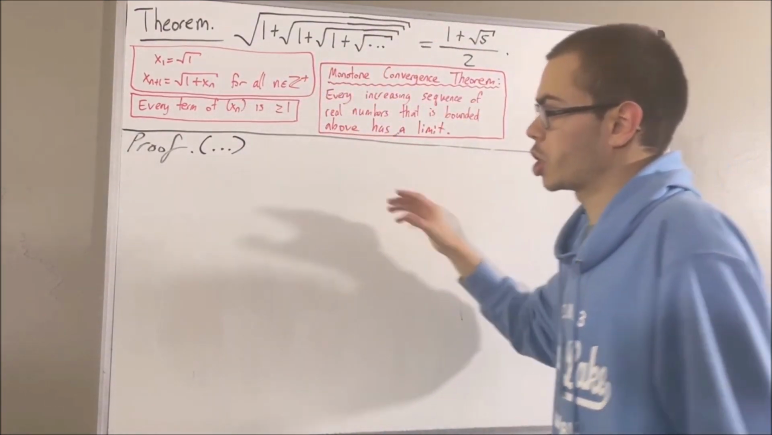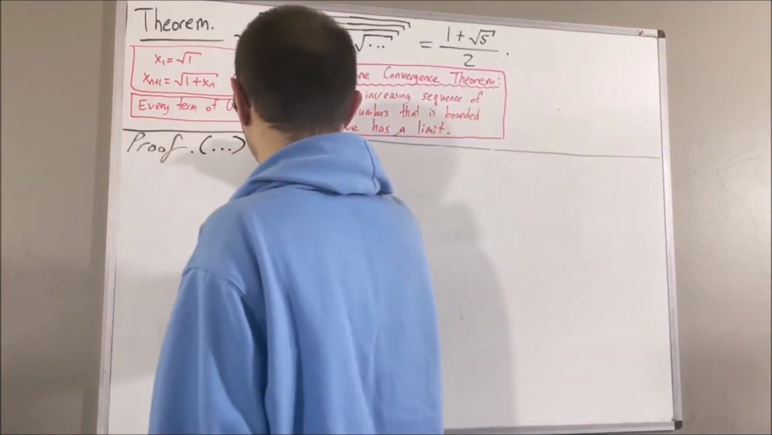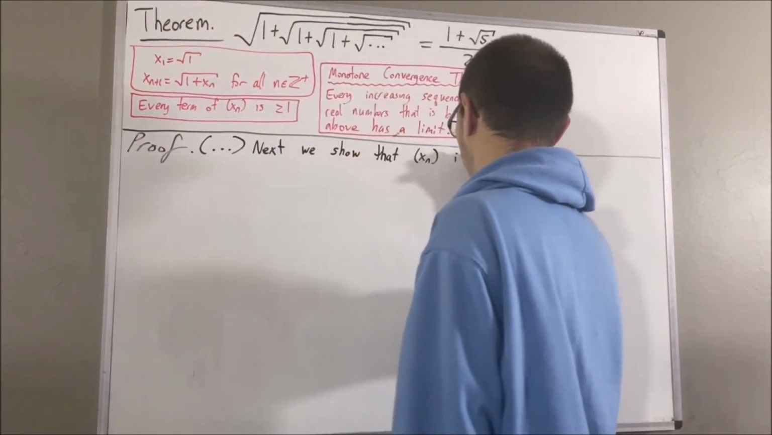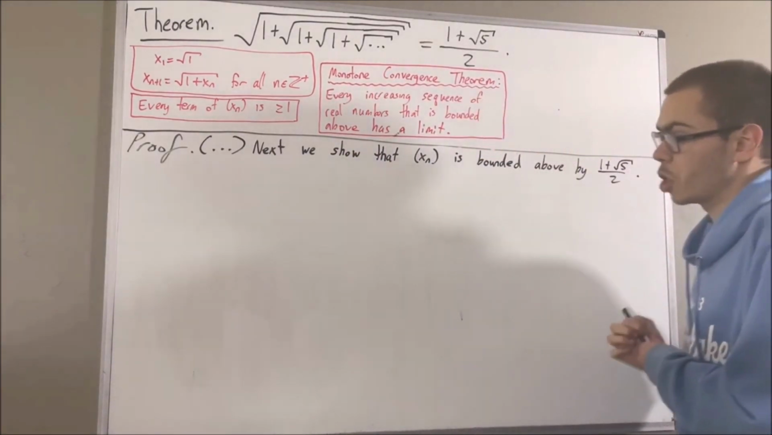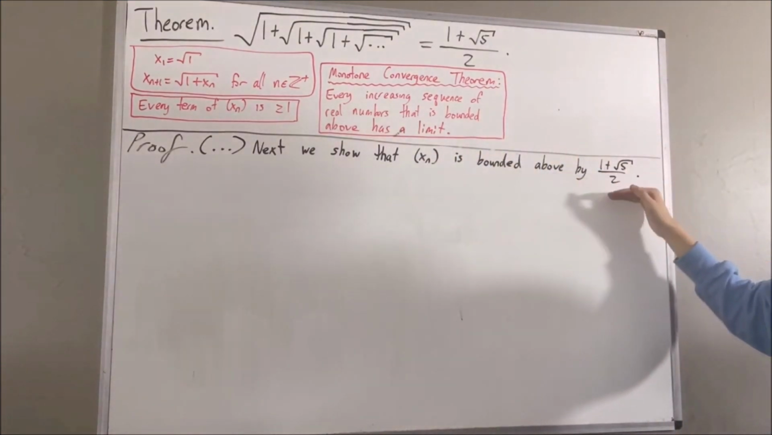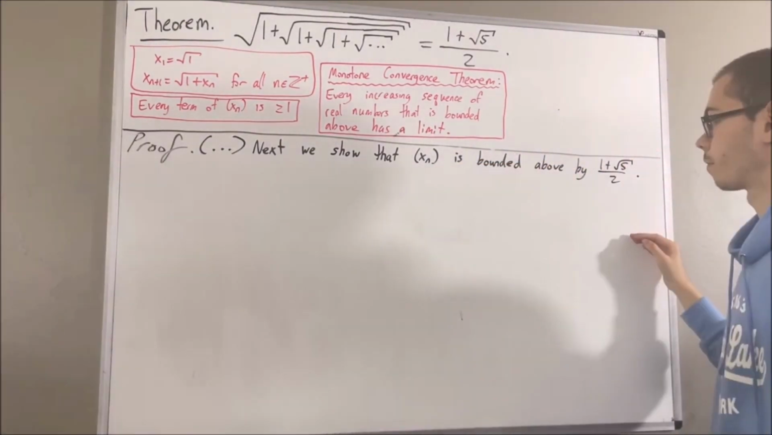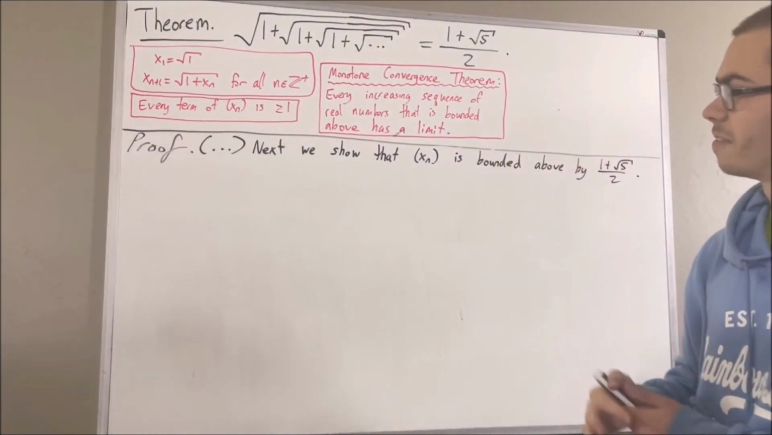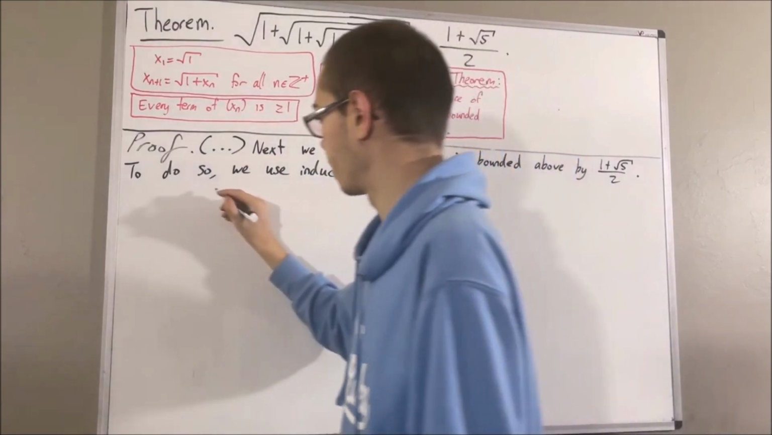In particular, we're going to show that our sequence is bounded above by the golden ratio. In other words, we're going to show that every term of our sequence is less than or equal to the golden ratio. In fact, we could actually show every term of the sequence is less than the golden ratio. And so we're going to show that by induction. So let's start with the base case.